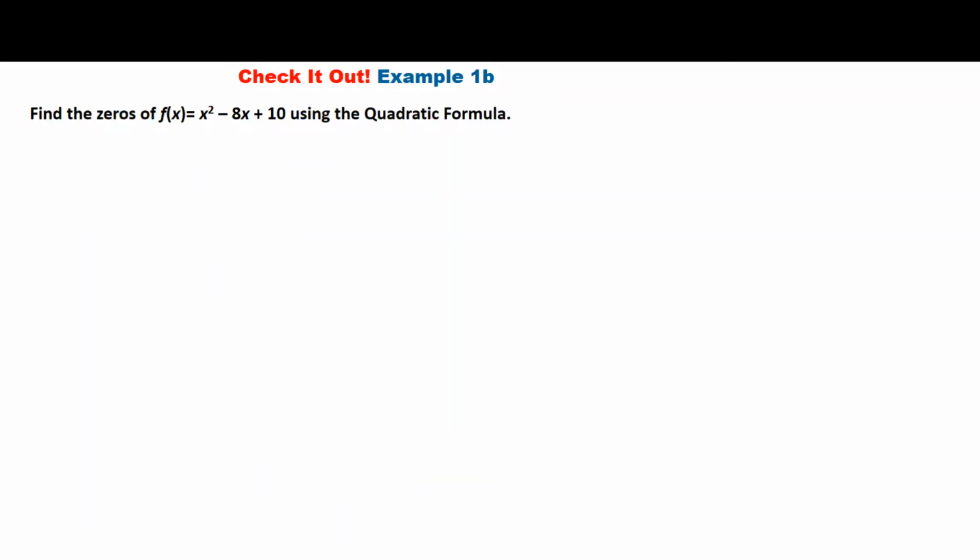Here's another one for you to try on your own. Turn the video off and give this one a try. All right, once again, we're going to get our A, B, and C, and those are just the coefficients in front here. So A equals 1, B equals -8, and C equals 10. First thing we want to do is set f of x equal to 0. So we're saying y is equal to 0. So we want to know what x is when y is 0. So here's our equation set to 0.